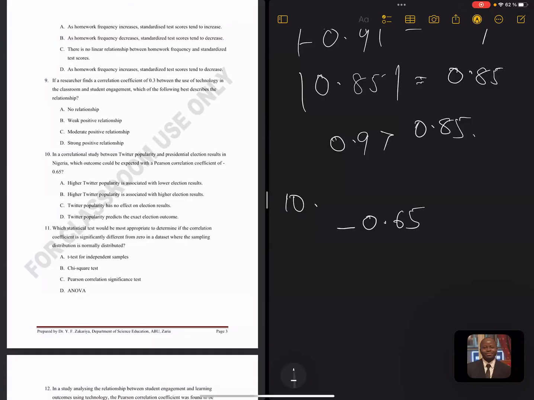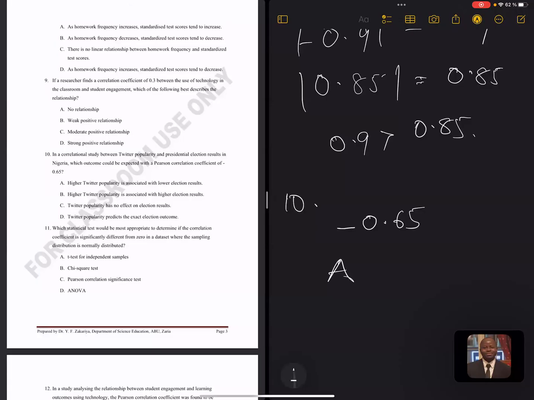A says higher Twitter popularity is associated with lower election results. B says higher Twitter popularity is associated with higher election results. C says Twitter popularity has no effect on election results. D says Twitter popularity predicts the exact election results. Which one is correct? Somebody says A. Any contrary opinion? No contrary opinion means you agree that higher Twitter popularity is associated with lower election results.